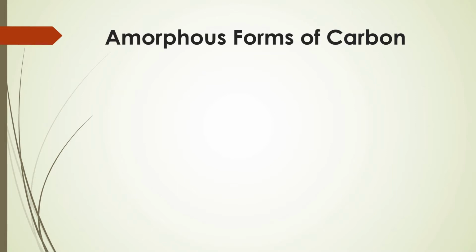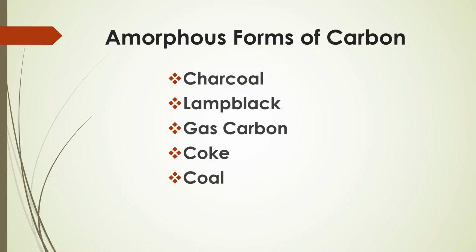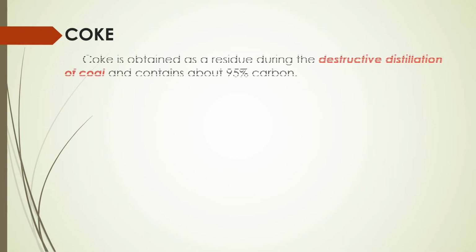Amorphous forms of carbon. There are different forms of amorphous carbon, and that includes charcoal, lamp black, gas carbon, coke, and coal. We have discussed charcoal, lamp black, as well as gas carbon. Now in our today's class, we are going to discuss coke and coal. So let us see what is coke.